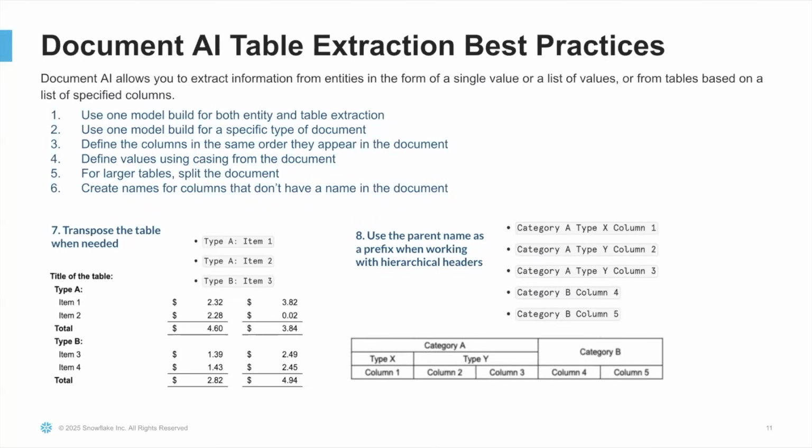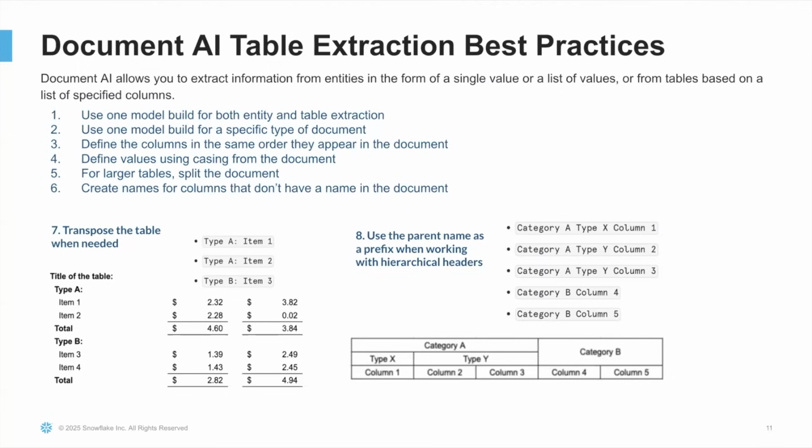First, you want to only use one model build for both entity and table extraction. Additionally, only use one model build for a specific type of document. Similar to normal document extraction, you don't want to have too many types of documents in one model. Additionally, define the columns in the same order they appear in the document. This just makes it easier for the Doc AI model to process each document. Additionally, when you define values using casing from the document, it tends to do better. So if it's all caps, all lowercase, or a mix, make sure you're indicating that in your question.